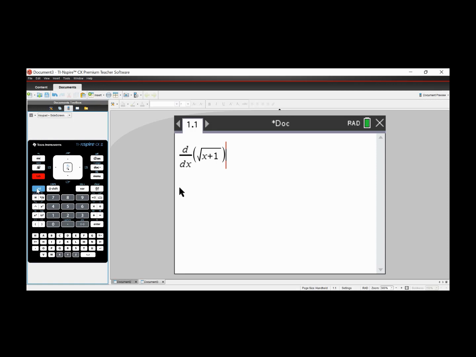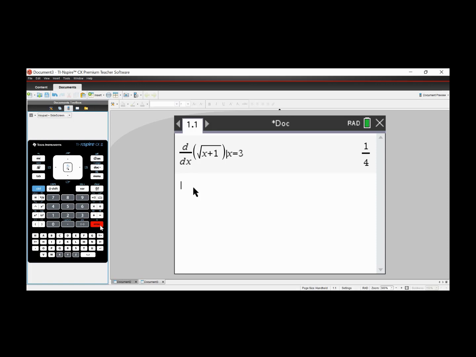So we're going to press control equals so that we can get to the such that symbol. This up and down straight line is such that. So the derivative with respect to x of the square root of x plus 1 such that x equals 3. Press enter, and there's that 1/4, same as what we had.